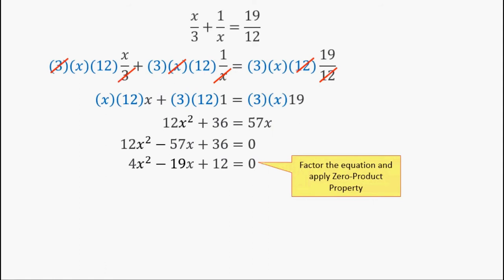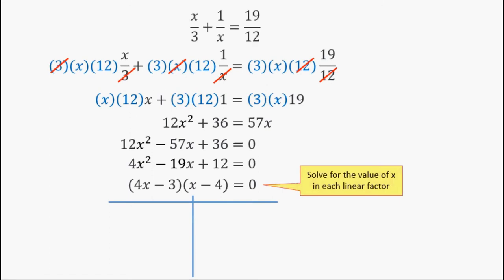You can use the quadratic formula para mas madali since alam na naman natin ang mga values ng A, B, at C. But in this example, we will apply the factoring method to solve for its roots. So, we factor the equation and apply the zero product property. In here, pwede natin i-apply ang AC method of factoring. So, we have the quantity of 4x minus 3 times the quantity of x minus 4 is equal to 0.